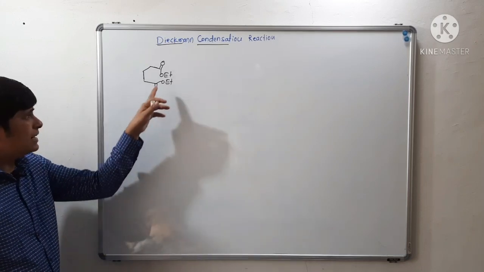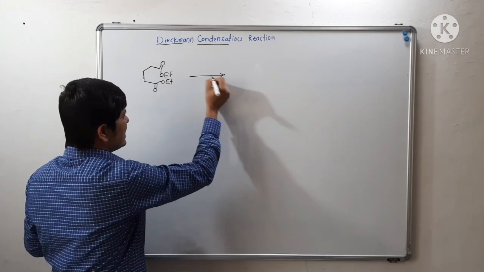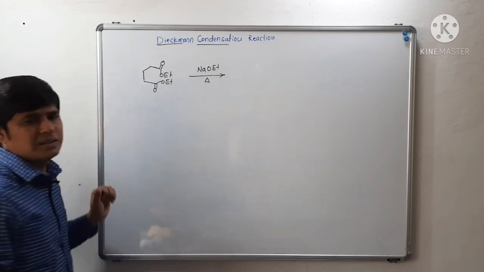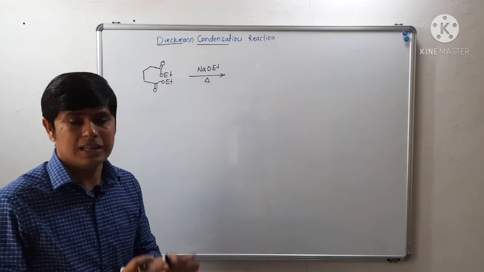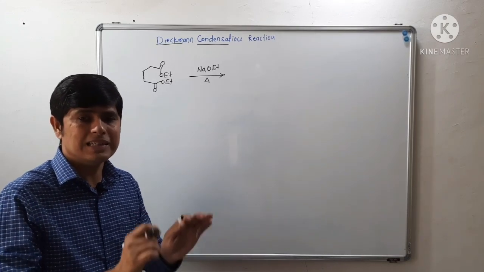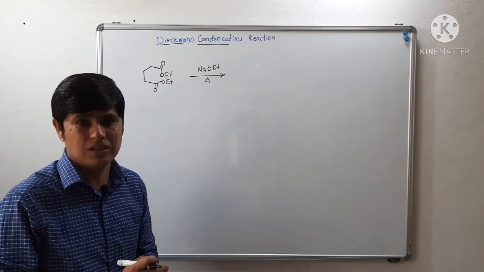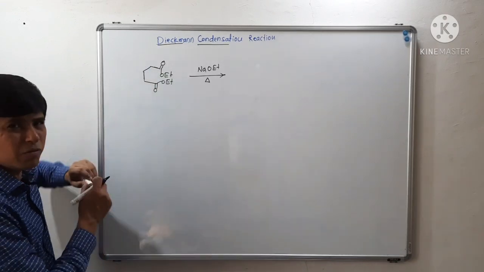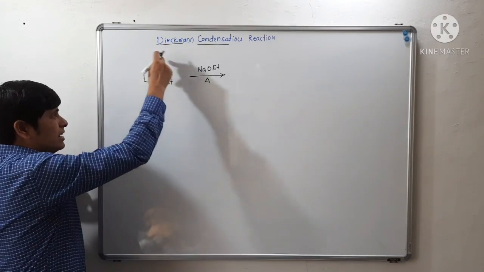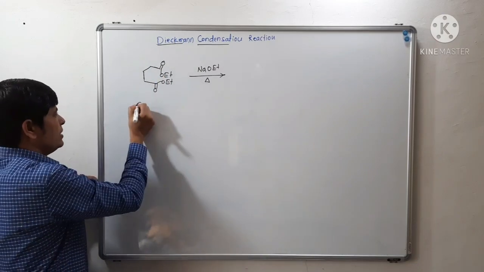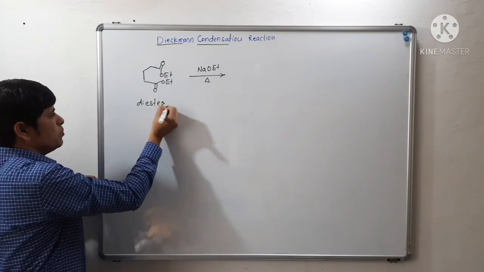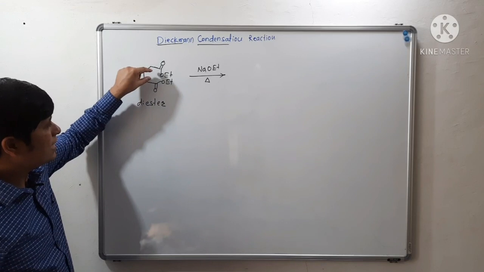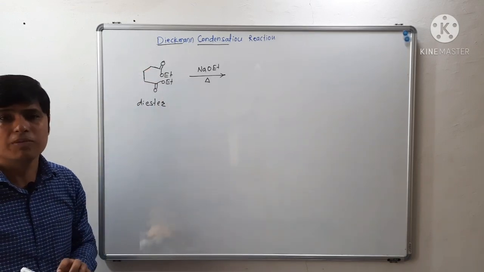When we react a diester molecule with a base like sodium ethoxide, an intramolecular Claisen condensation reaction will take place. This is one molecule, but it is a diester. This molecule has two ester groups, so both ester groups are present within the molecule. So an intramolecular Claisen condensation reaction will take place.